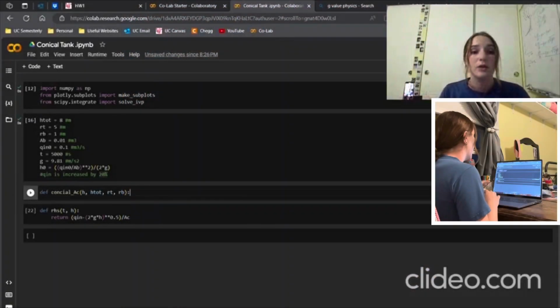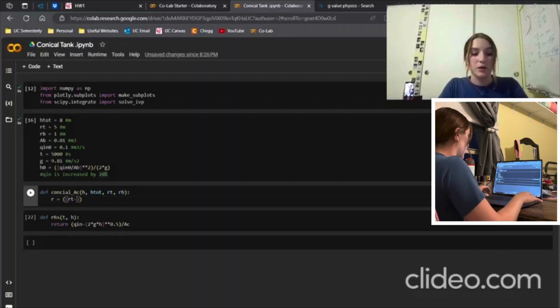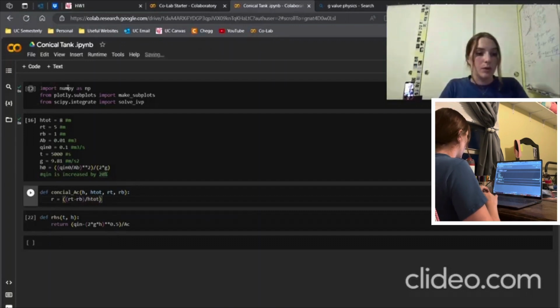Okay, so now we are ready to write the equation that we just found on our whiteboard. So we can initialize R is equal to R top minus R bottom. This will be divided by our H total. I'm going to add one more parenthesis in here to make sure we have the correct syntax. We are going to multiply by H, and then we are going to add our bottom.